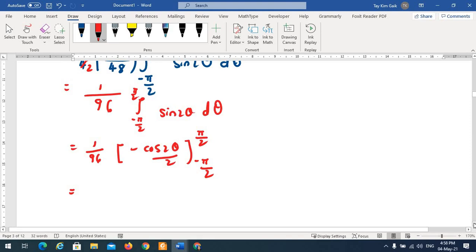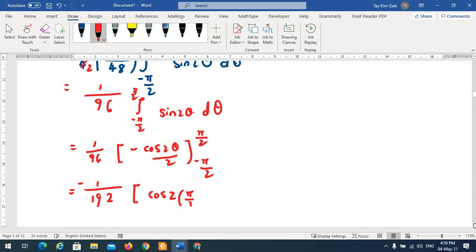So the 2 here is factored out, and factor out the negative also, and factor out 2. 2 times 96, so negative 1 over 192. Then substitute cos 2 times theta. Theta is pi over 2, so minus cos 2 times negative pi over 2.